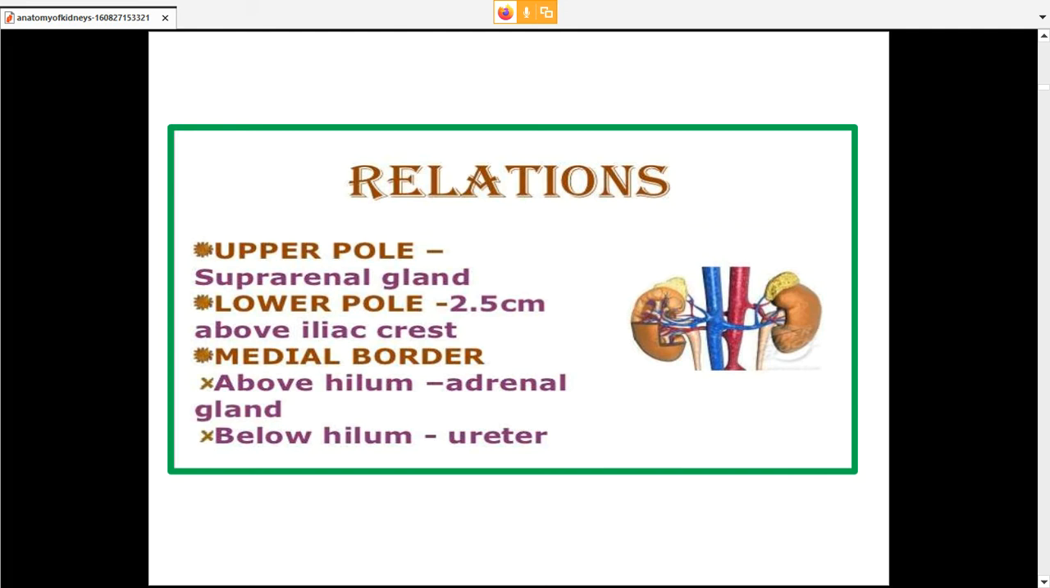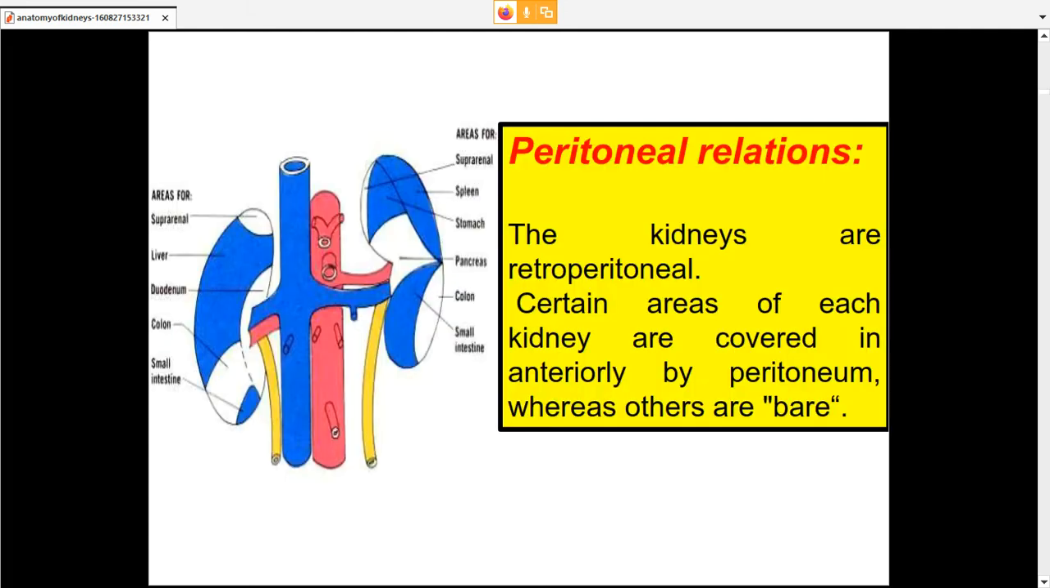The next things we are going to see are peritoneal relations. What is this peritoneum? Peritoneum is a sac which covers all the abdominal organs. Okay, so right and left kidney, they are related to which structures? Right kidney, which structures in the abdomen is it related to? Left kidney, which structures in the abdomen is it related to? That we are going to see now.